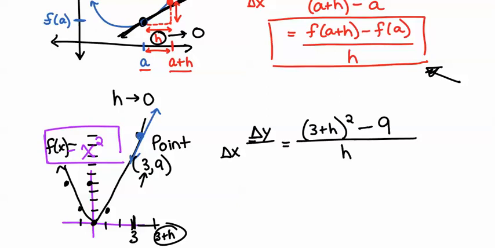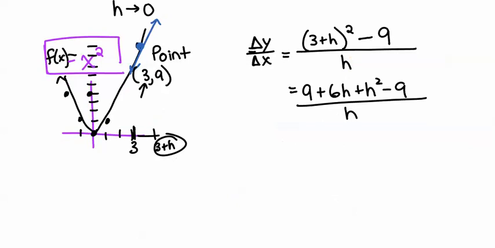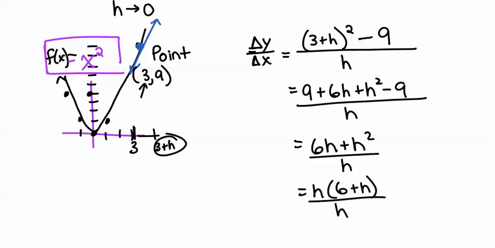Okay, awesome. Now I'm just going to simplify it. So 3 plus h squared, if I expand that bracket, would be 9 plus 6h plus h squared, minus 9, over h. And if I simplify that some more, the 9's cancel out, and I get 6h plus h squared over h. I notice every single term has an h in it, so I'm going to factor out an h. So I get h times 6 plus h over h. And then I can cancel these h's out. So all I'm left with is 6 plus h.